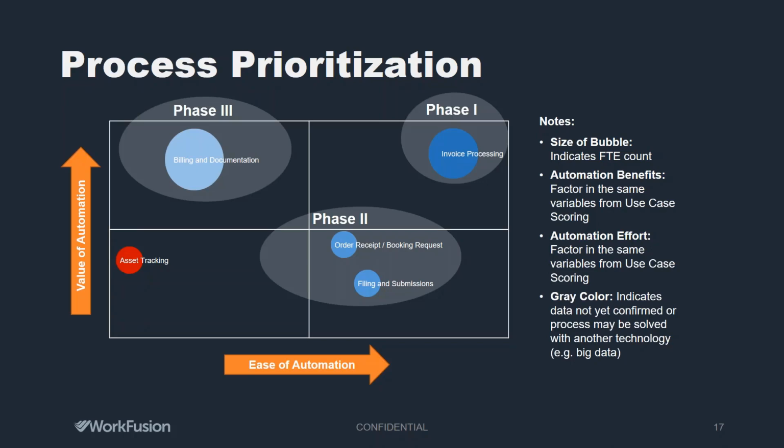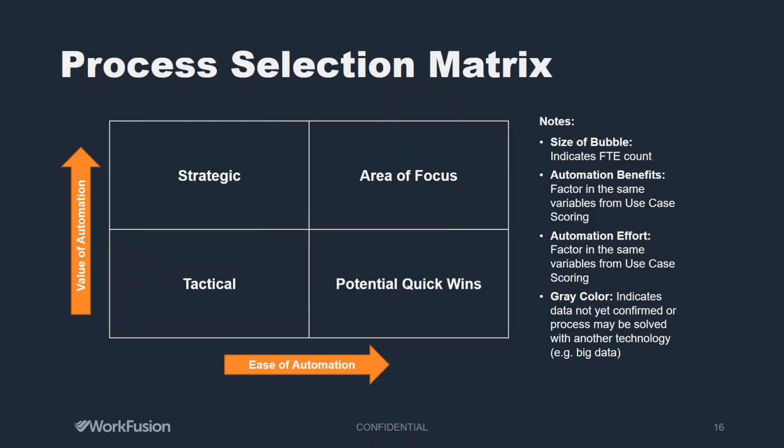If you have something that doesn't have much value and is going to be very hard to automate, obviously that's going to be in your lower left-hand corner of things you just don't want to address. If you have something that's relatively easy to address and provides quite a bit of value, something like invoice processing that comes up quite a bit, then that's maybe where you want to start. That might be your area of focus from a starting point.